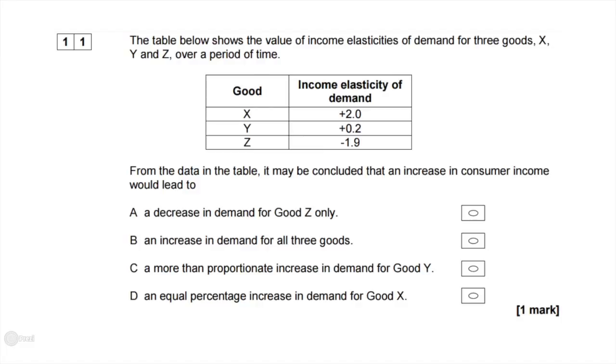However, Z has a negative value for income elasticity of demand. This means that as my income rises, I will demand less of this good. So we can see for good X and Y, these are normal goods, and good Z is an inferior good. So from the table, it can be concluded that an increase in consumer income would lead to an increase in consumption of X, an increase in consumption of Y, and a decrease in consumption of Z. And then we look down these and see which ones are right. A is a decrease in demand for good Z only, which is correct. So the answer for question 11 is A.